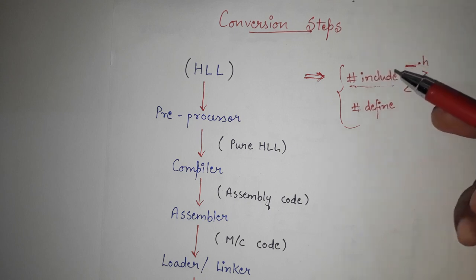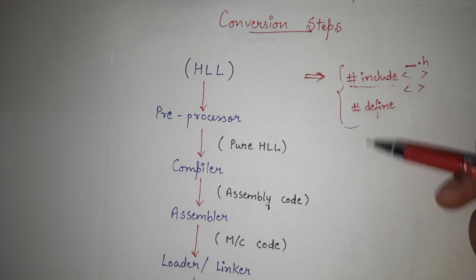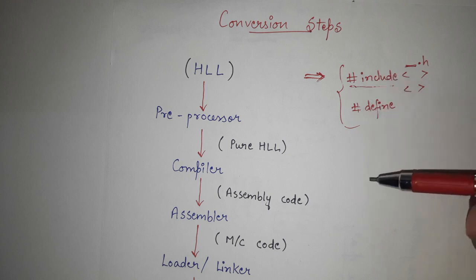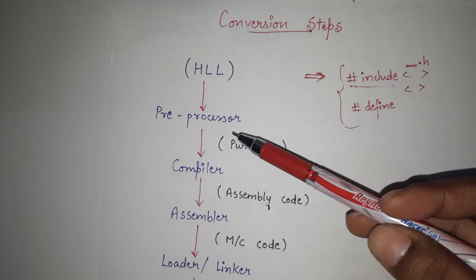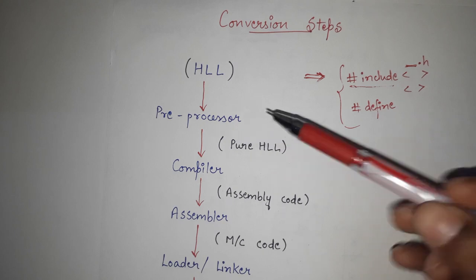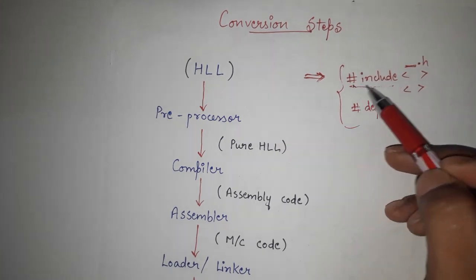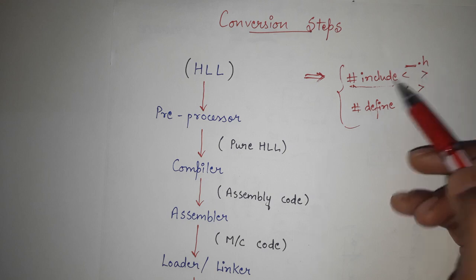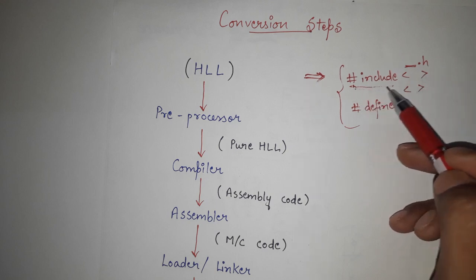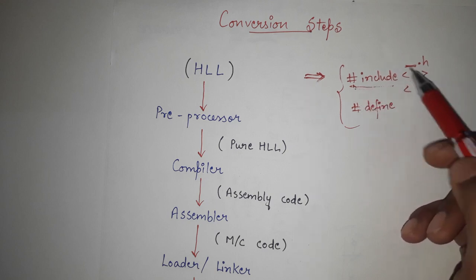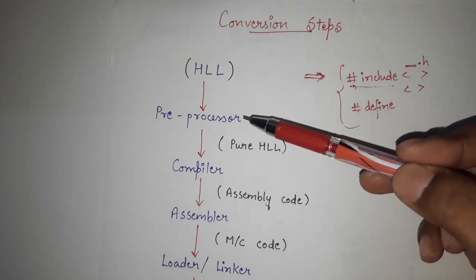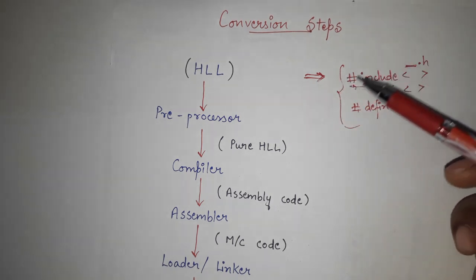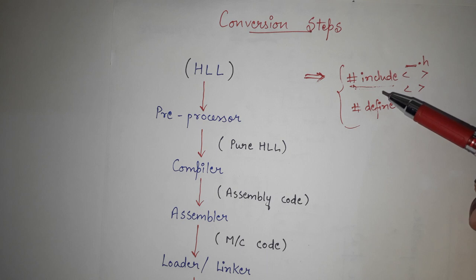The files that will be required by this whole code to be executed. So what this preprocessor will do, it will understand that whenever we are writing hash include something dot h, that means it is nothing but file inclusion. So what this preprocessor will do, it will include this particular header file for us.